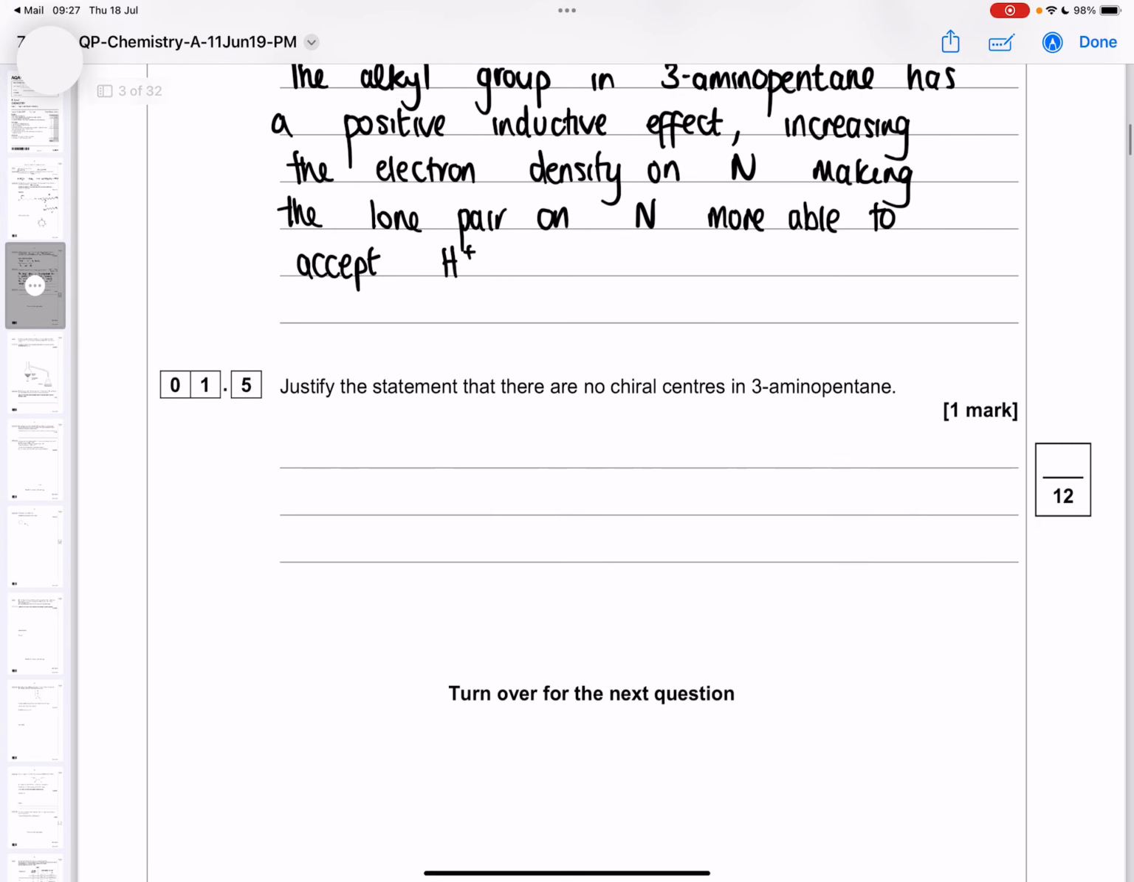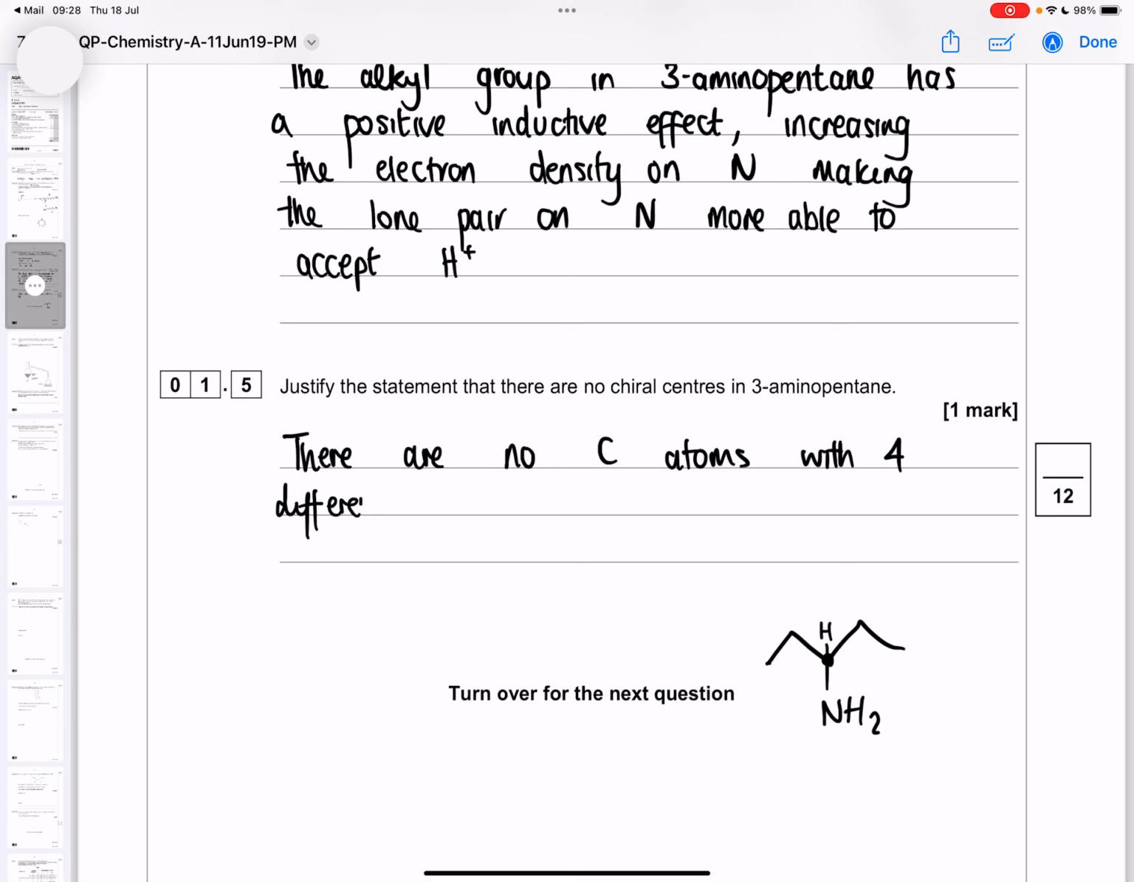Justify the statement that there are no chiral centres in 3-aminopentane. So this is 3-aminopentane. To be a chiral centre, you need to have a carbon with 4 different groups, and the only one that we might be tempted to think of having 4 different groups is this central one, but you can see that the molecule is symmetrical around that point and has 2 ethyl groups. So there are no C atoms with 4 different groups attached because it's a symmetrical molecule.